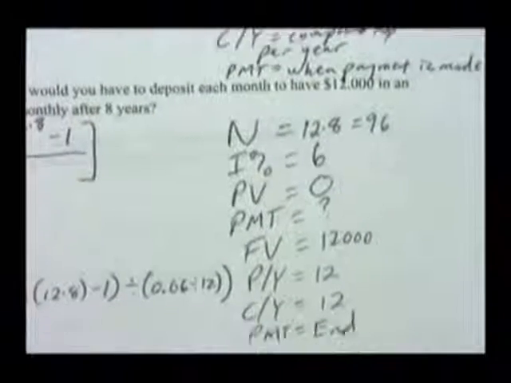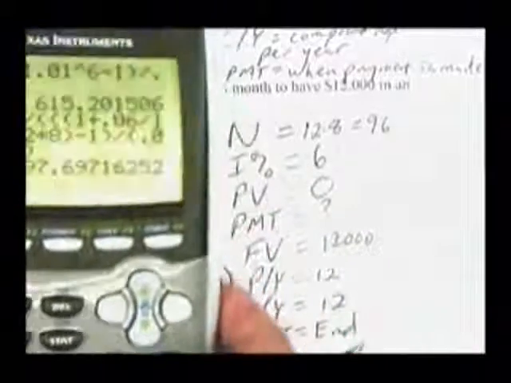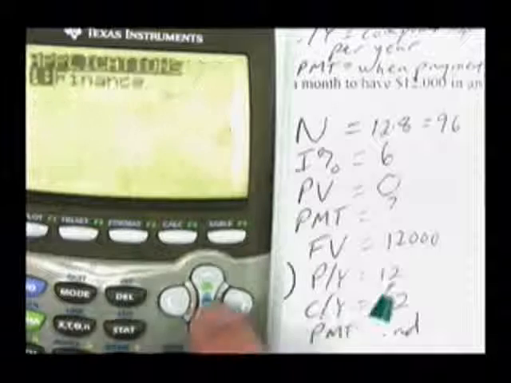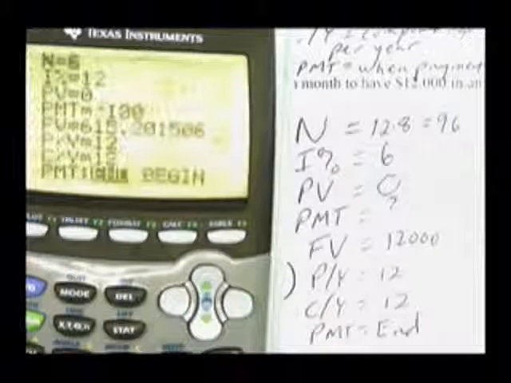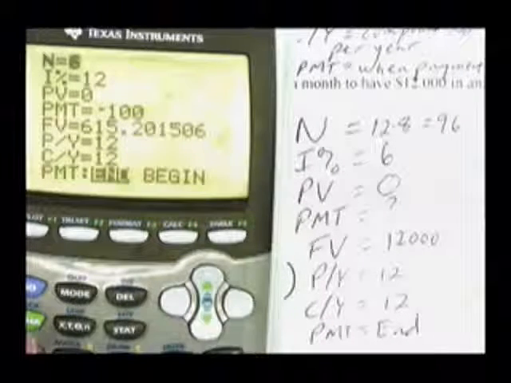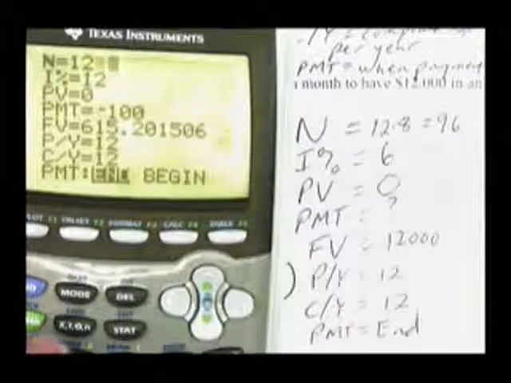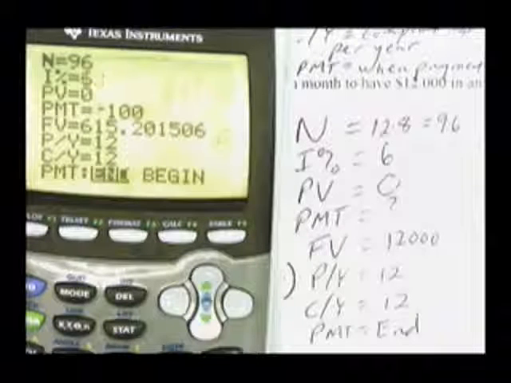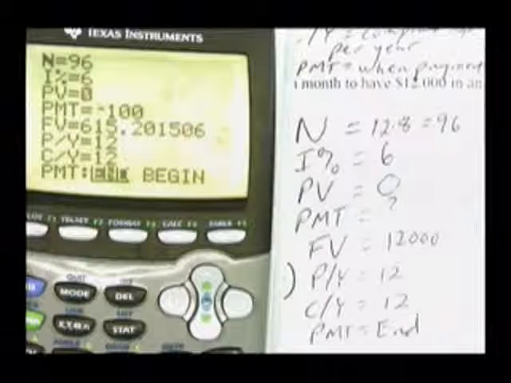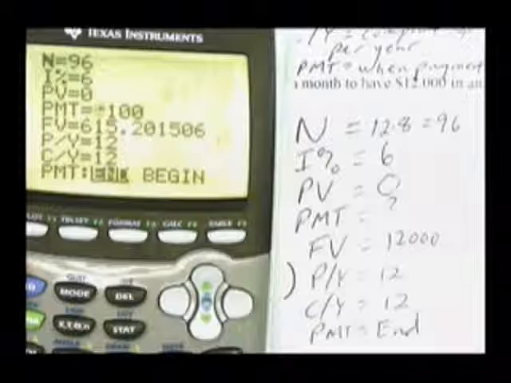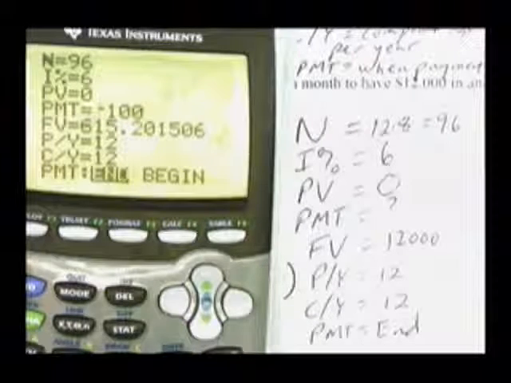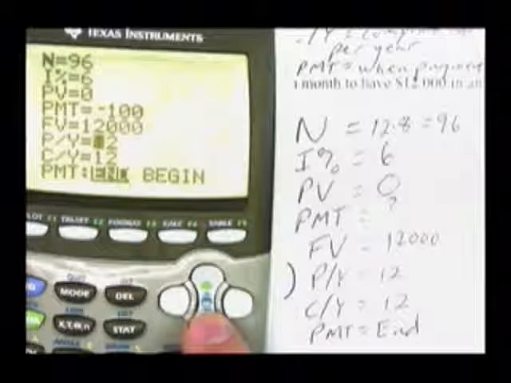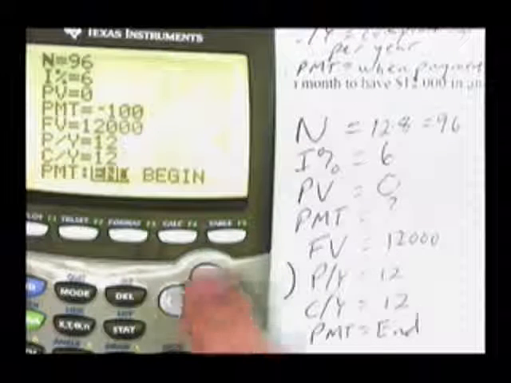Now let's go to the calculator and plug all that into my TVM Solver. My N is, and you can plug it in this way, 12 times 8, and then hit enter and it'll calculate it for you. My interest rate is 6%. My present value is 0. My payments I don't know. My future value is $12,000. My payments per year and compoundings per year are both 12, and it's at the end.